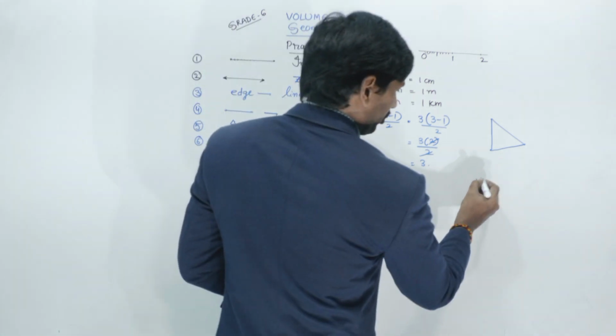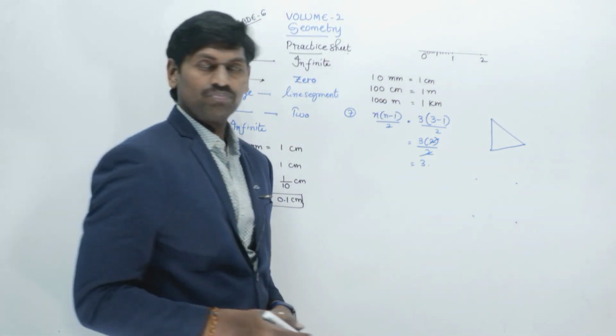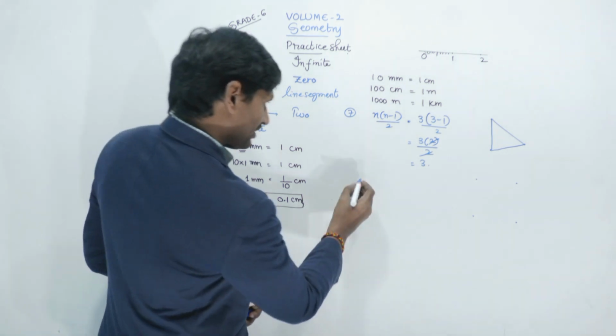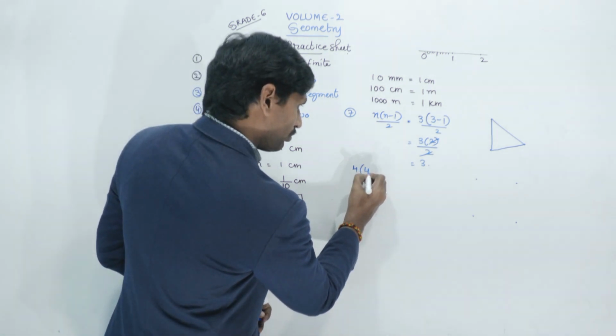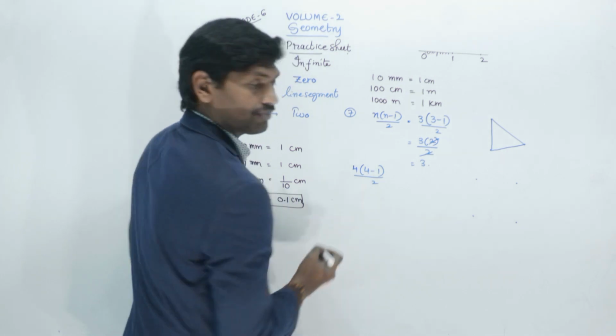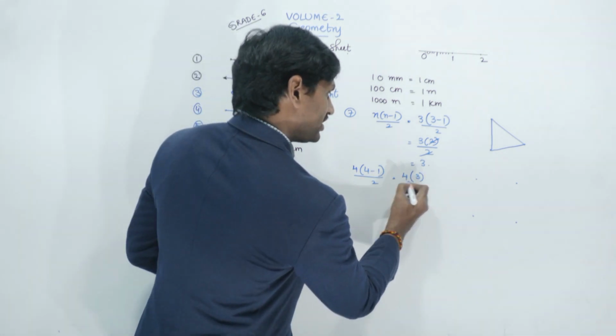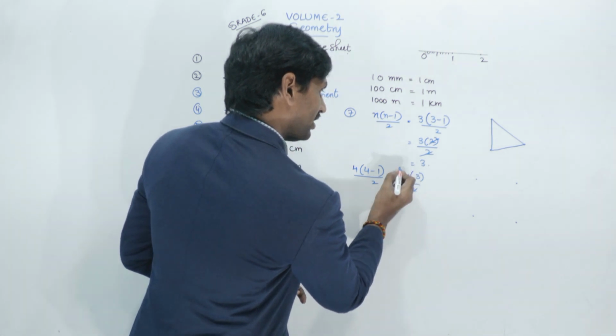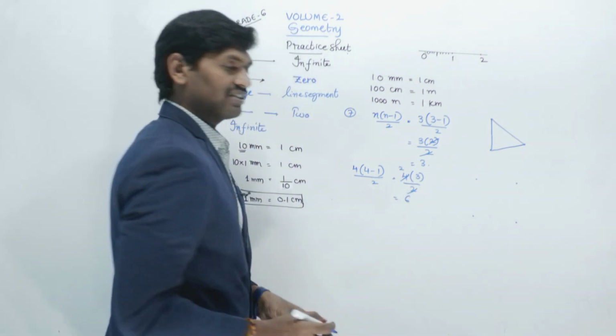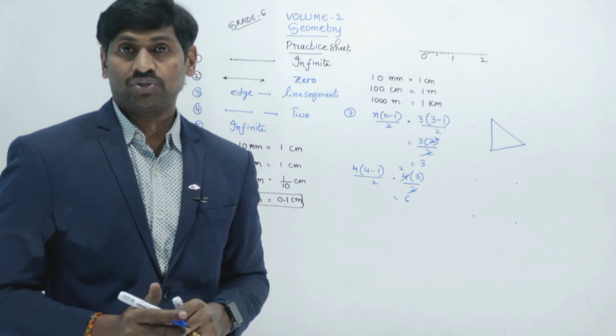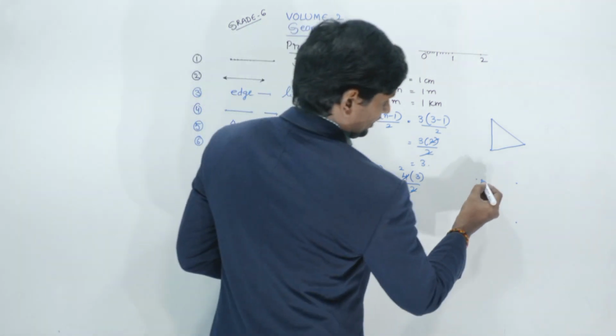If I take 4 non-collinear points, let us see that formula: 4 into (4 minus 1) by 2. That equals 4 into 3 by 2. 2 times 2 is 4, and 2 times 3 is 6. There must be 6 line segments that we can draw. Let us check the 6 line segments.